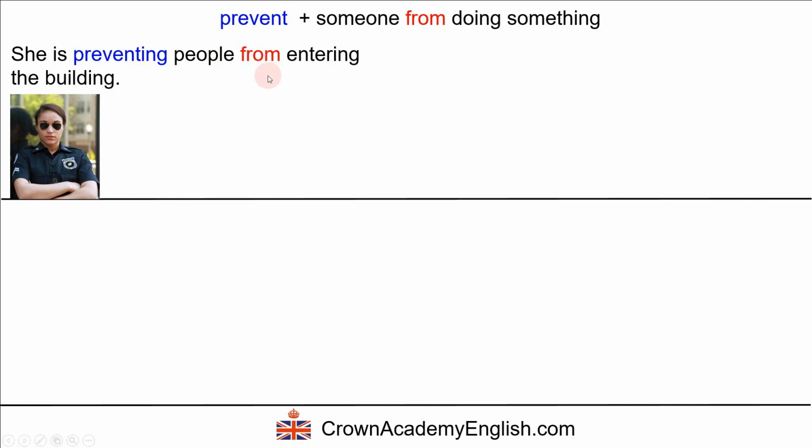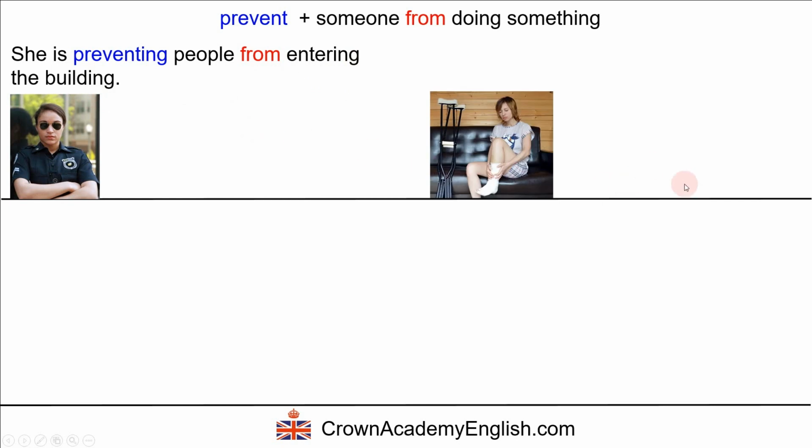And here, after from, we have the ing form of a verb. So this is in fact a gerund again, another gerund. So it's a verb acting like a noun, because we always have a noun phrase after a preposition. So this means she's stopping people from entering the building.